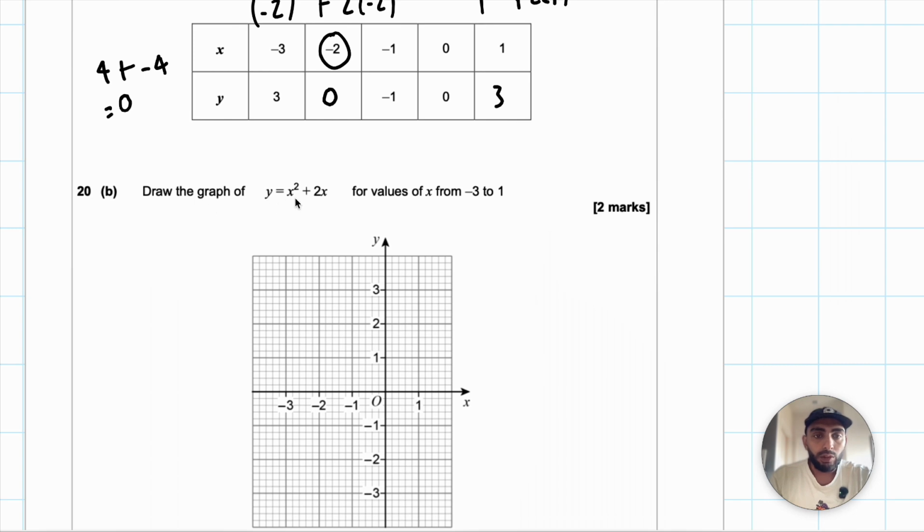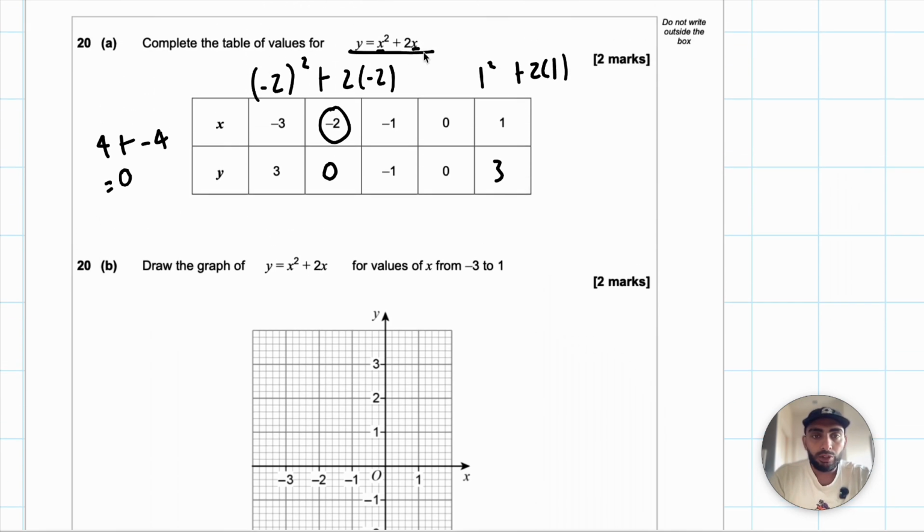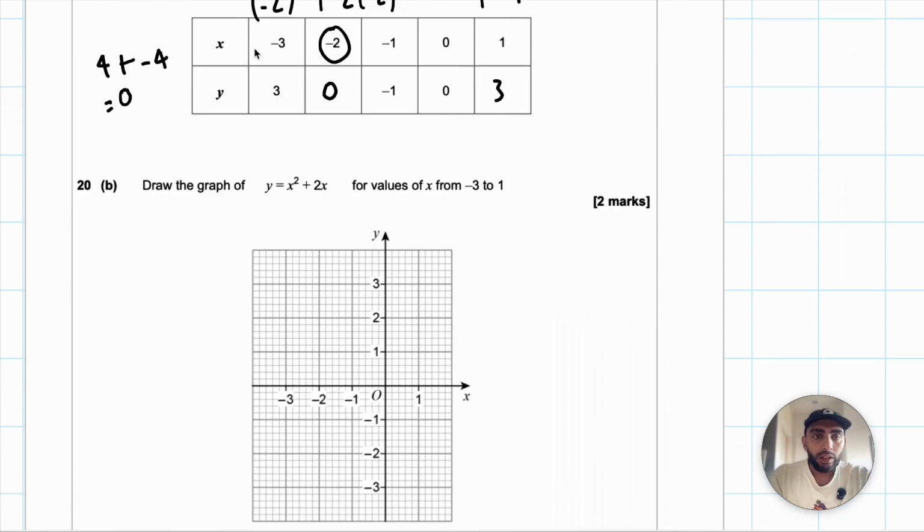Draw the graph of y equals x squared plus 2x. We've already created the table of values for that. This is my x coordinate and this is my y coordinate. So negative 3 and 3, negative 2 and 0, negative 1 and negative 1, 0 and 0, and 1 and 3. You can see it's a U shape, it's a parabola, and you're just drawing them up with a smooth line going through all of the points. I would recommend turn your page upside down and you can follow the curvature of your wrist.